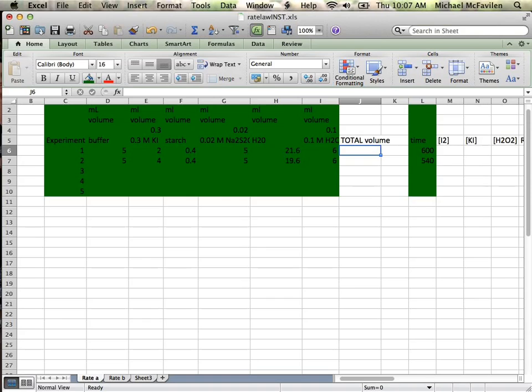How can we determine the total volume? What do you have to do to get the total volume? You add all of your other volumes. So there are 2 ways we can do it. We can manually go through and say equals. The first thing we do is hit equals, telling Excel, I want you to do a calculation. And I can now go through and click each cell.